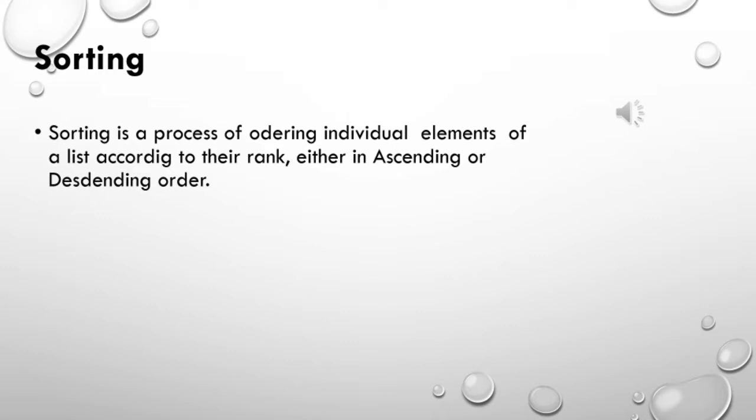My topic is about radix sort. First of all, sorting. Sorting is a process of ordering individual elements of a list according to their rank, either in ascending or descending order.